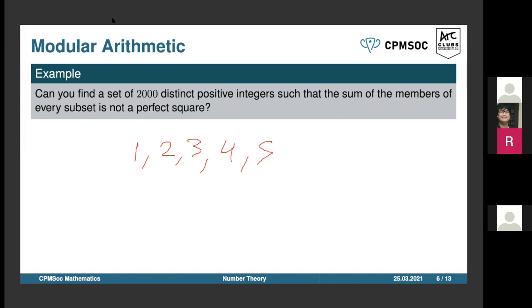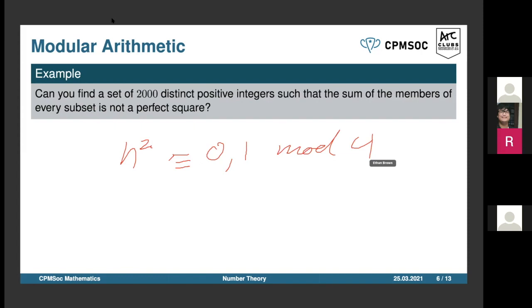I think one thing I will mention before we begin is a property of perfect squares, which is very useful for modular arithmetic. It has to do with the number 4. Say you took any number n and you square it, then this is equivalent to either 0 or 1 mod 4. To see this, say n is an odd number, so it's 2k plus 1, and we square it, and we get 4k squared plus 4k plus 1.